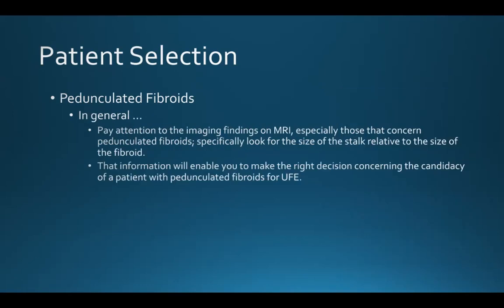So in general, pay attention to the imaging findings on MRI, especially those that concern pedunculated fibroids, and specifically look for the size of the stalk relative to the size of the fibroid. And that information will enable you to make the right decision concerning the candidacy of a patient with pedunculated fibroids for embolization.